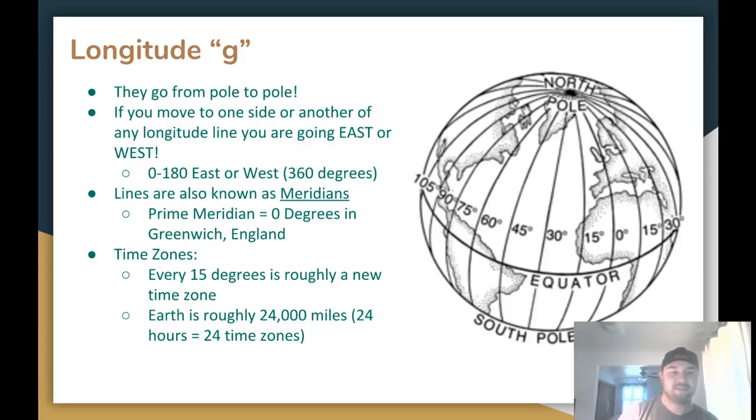Just a rough estimate, time zones follow this pretty closely. Every 15 degrees, roughly, is going to be a time zone. And again, the Earth is 24,000 miles around roughly. Therefore, we have 24 hours in the day and 24 time zones to break that into.